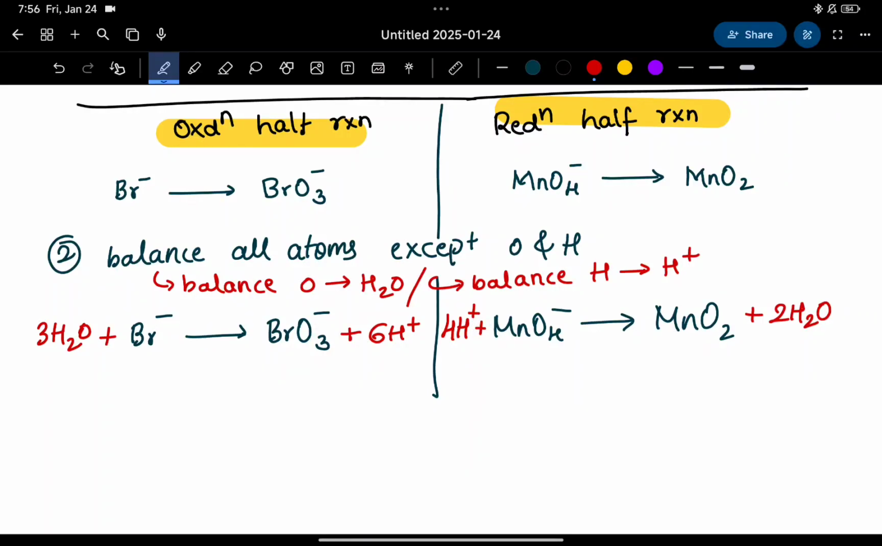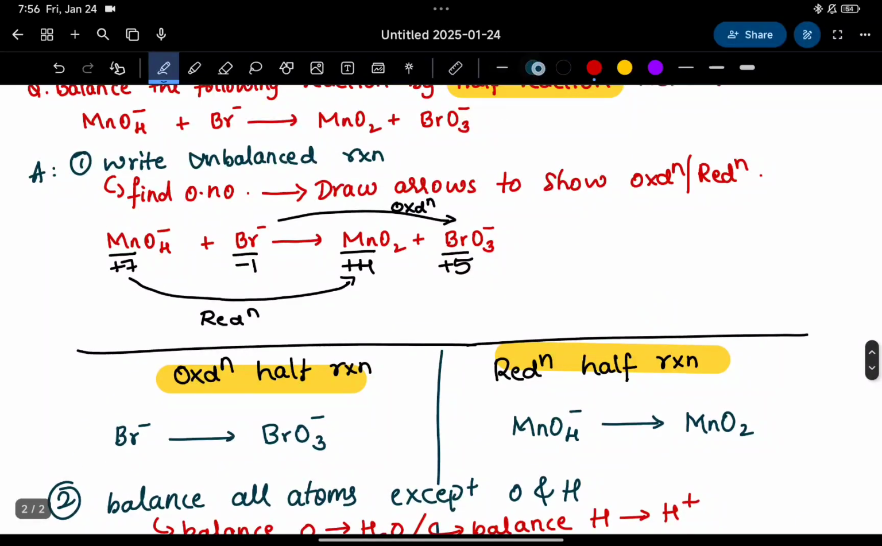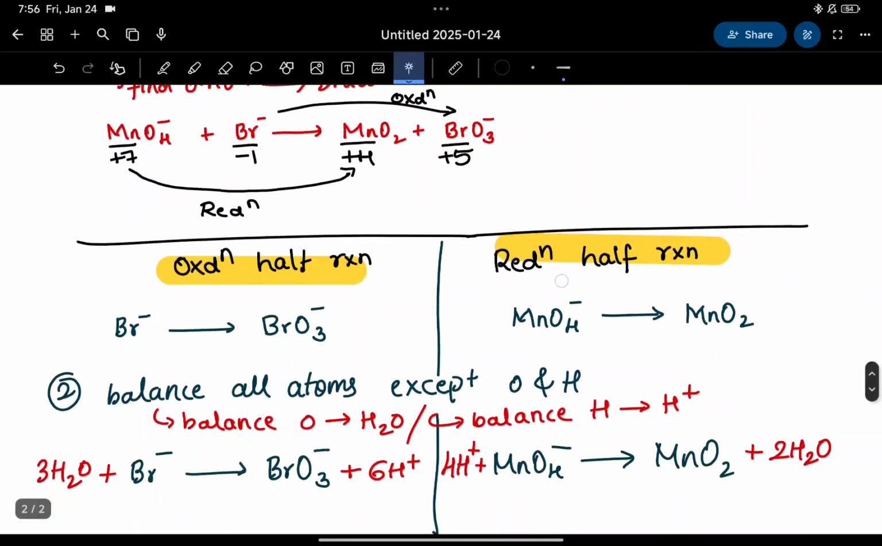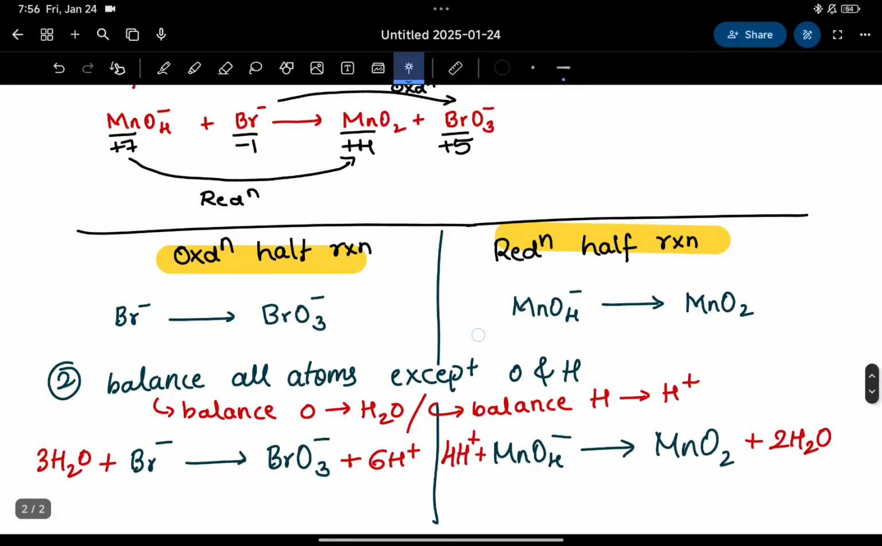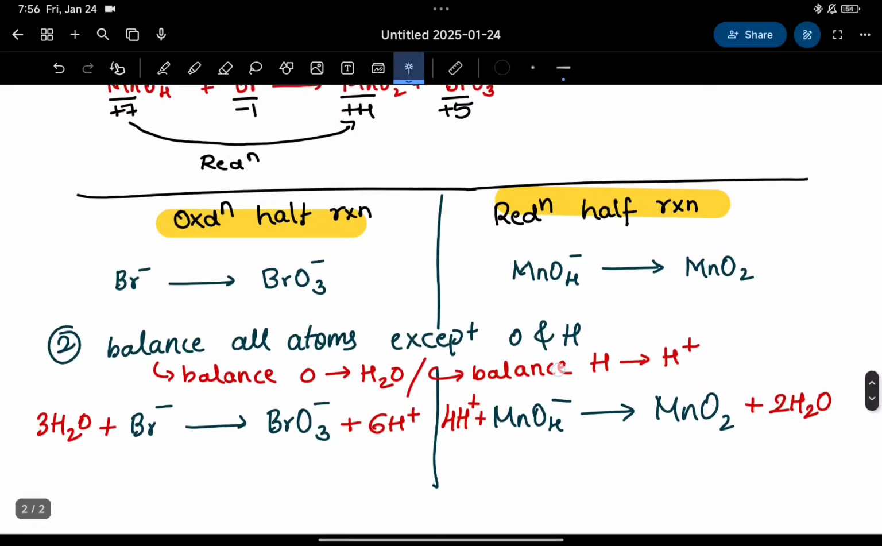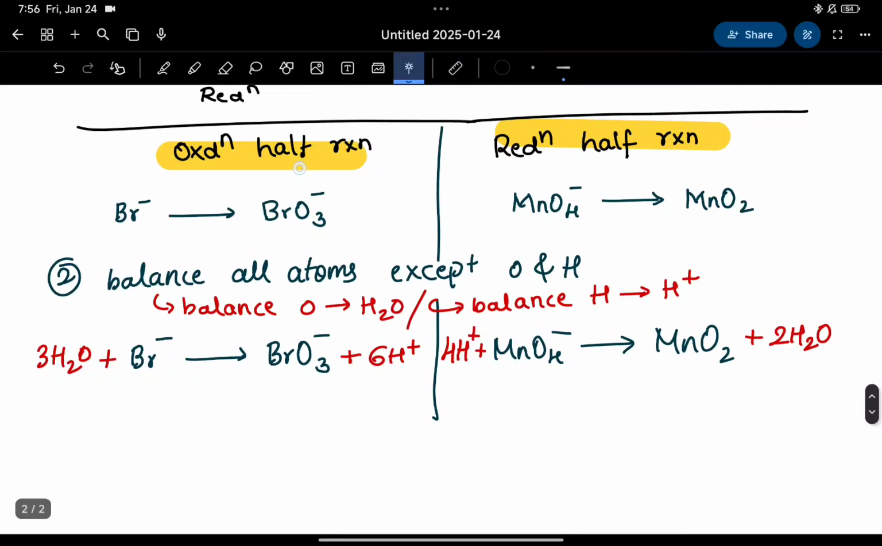Alright. So what we have done here: first you write the unbalanced reaction, then find oxidation numbers, then draw arrows to show oxidation and reduction. So this is understood. Now next you need to split this into reduction and oxidation half reactions, so you write them separately. I have written the oxidation half reaction on the left hand side, and the reduction half reaction on the right hand side.